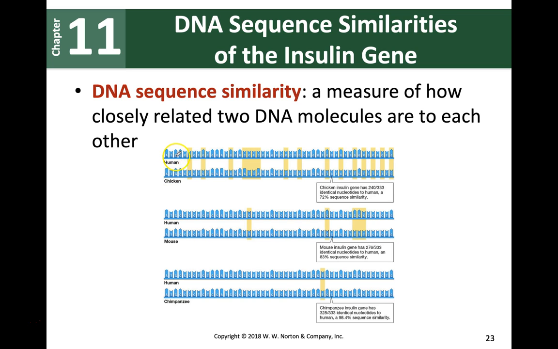When it's all blue, it's all similar. Wherever it's highlighted with this yellow color, it's indicating the sequences that have changed in the DNA. So in human and chicken, for the insulin gene, we have a 72% similarity or match between the human sequence and the chicken sequence. If you go next and look at human and mouse, you have 83% sequence similarity.